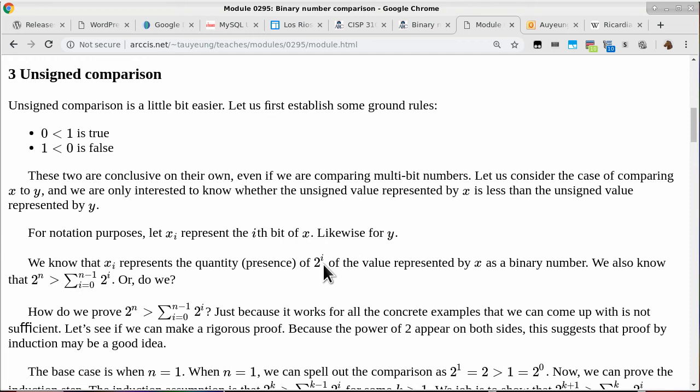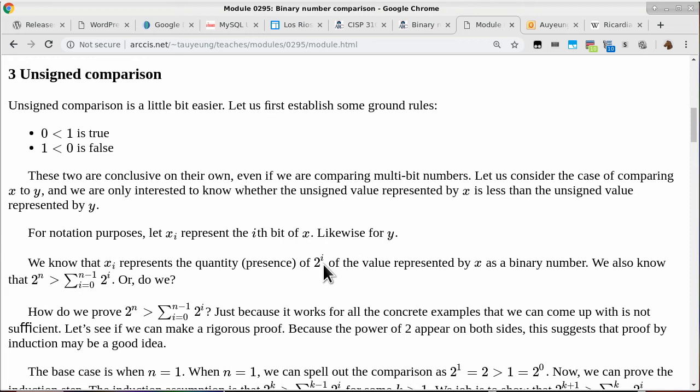So now we have a question. Do we know whether 2 to the power of n is greater than the summation of i going from 0 to n minus 1 of the term 2 to the power of i? Can we know that for sure? So I'm really asking, for instance, let's say n is 3. Do we know that 8 is greater than 1 plus 2 plus 4? Now, after you carry out the calculations, you will say, yep, we know that. But do we know in general that is the case? And if we are not sure, can we prove it?